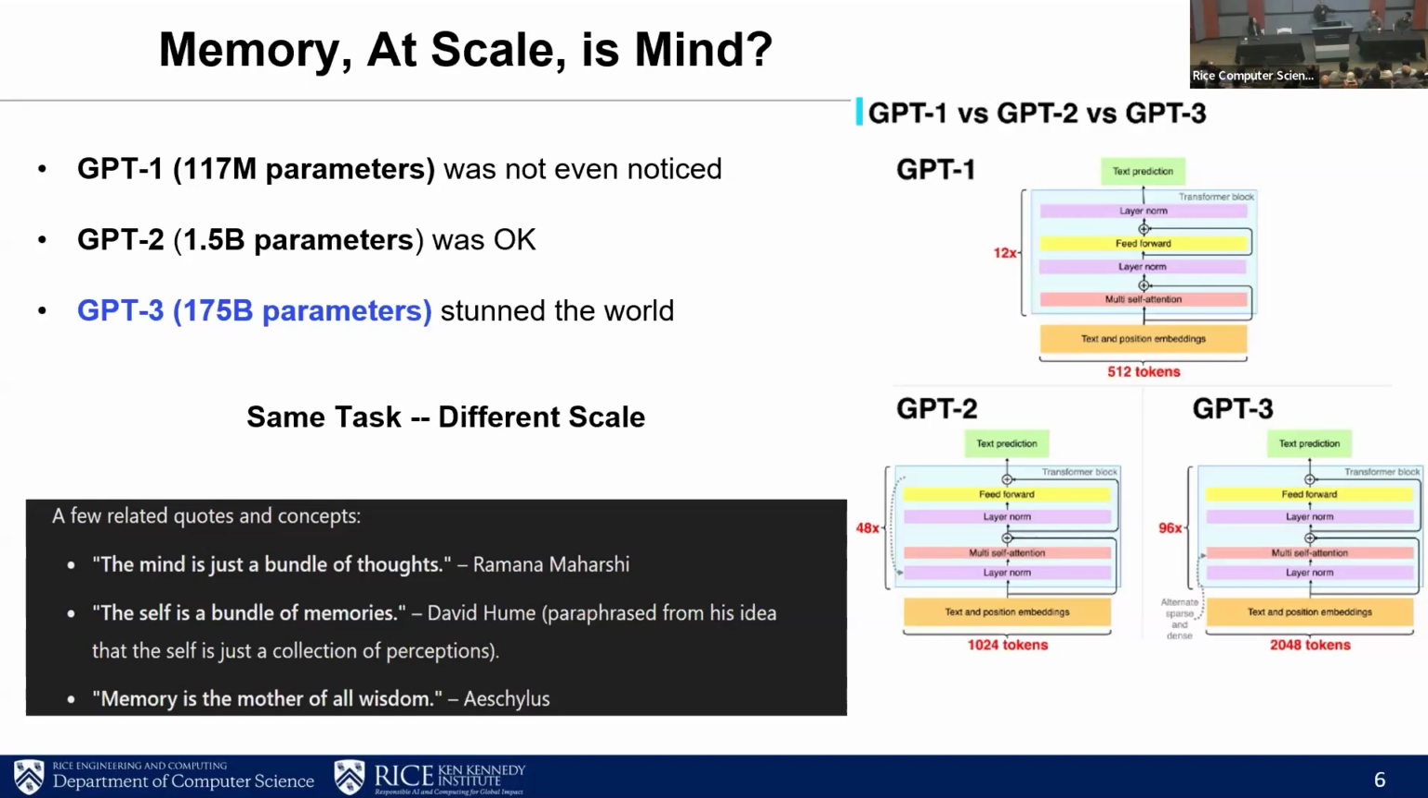And in fact, it is aligned with what we have seen philosophically. For example, people always say that memory at scale is mind. There are a bunch of quotes that say that the mind is maybe just a bundle of thoughts. And if you know how to manipulate it, you will get a very smart mind.